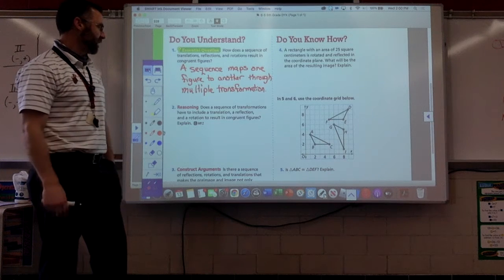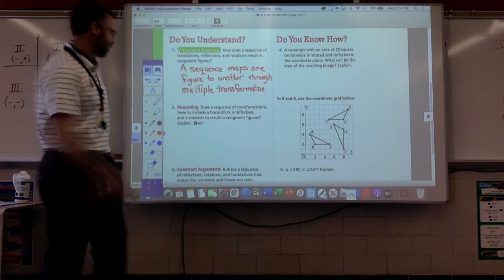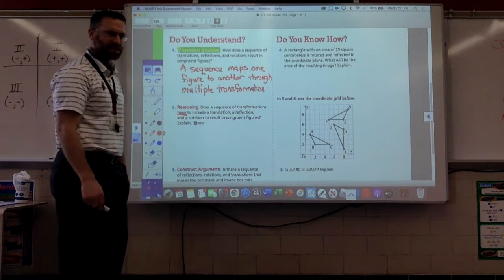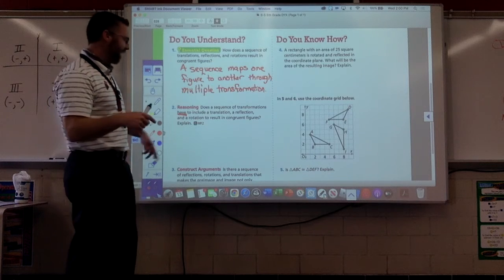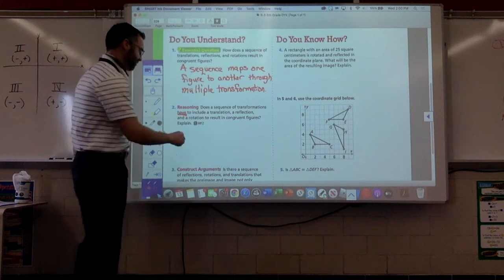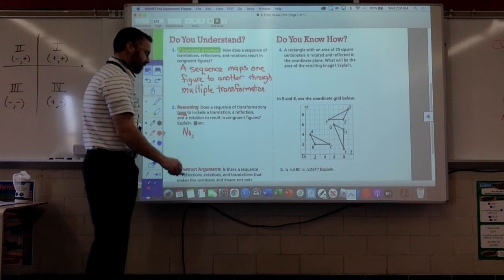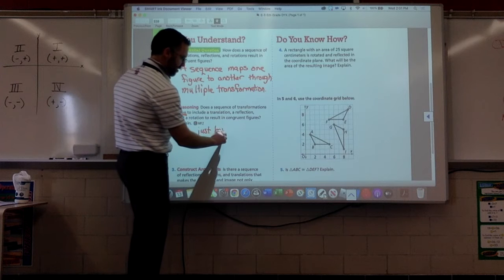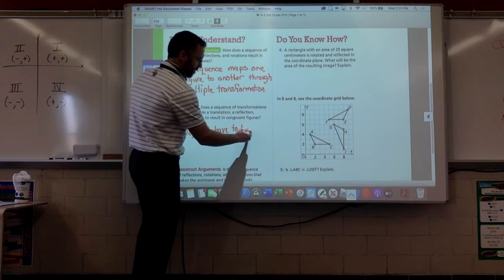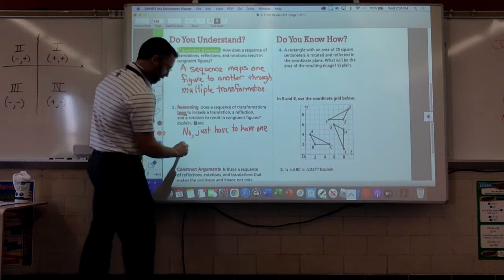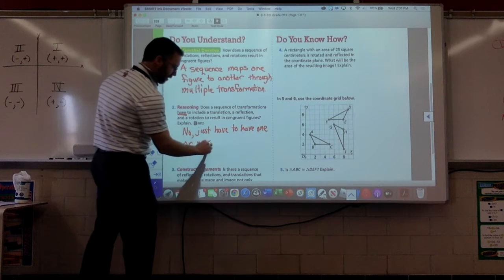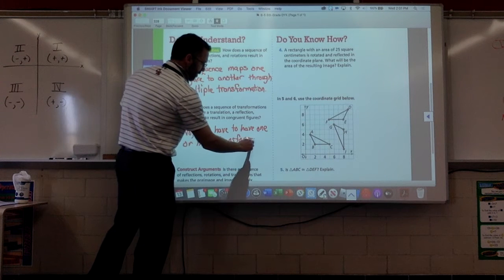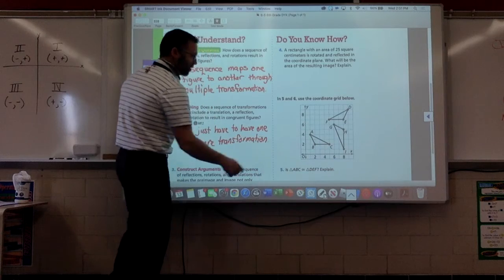Okay, number 2, does a sequence of transformations have to include, the key word here is have to include, a translation, a reflection, and a rotation? Is everything we've done have to include all 3 of those? No. Just have to have one or more transformation. So, there's sometimes we can prove congruence with only one thing.